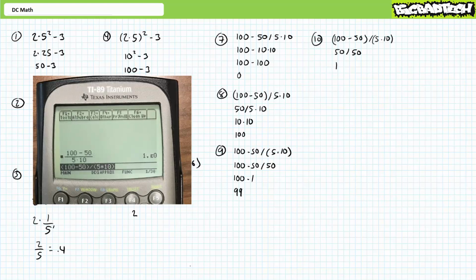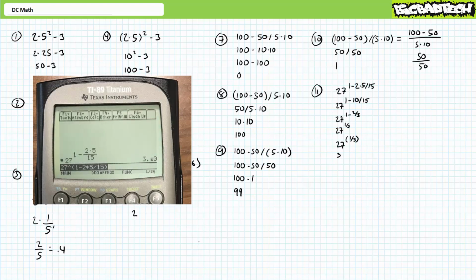Our next problem asks us to solve for 100 minus 50 inside parentheses divided by 5 times 10 in parentheses. Operations inside parentheses receive priority. 100 minus 50 is 50, and 5 times 10 is also 50. Now we're free to divide 50 by 50 for a final result of 1. Structurally, one can also think of this as 100 minus 50 in the numerator and 5 times 10 in the denominator. Again, 50 divided by 50 yields a final answer of 1.